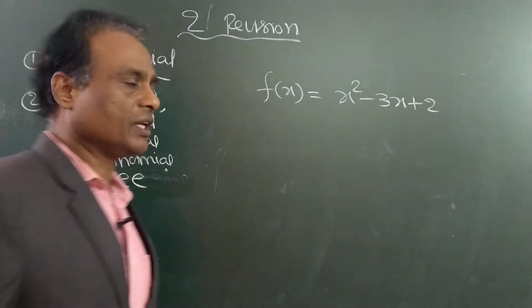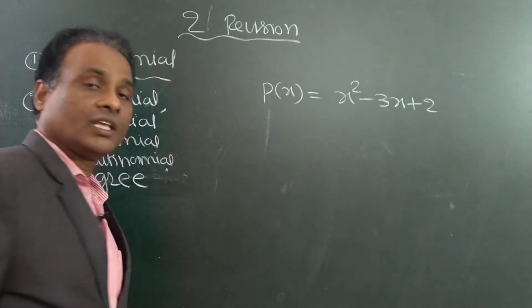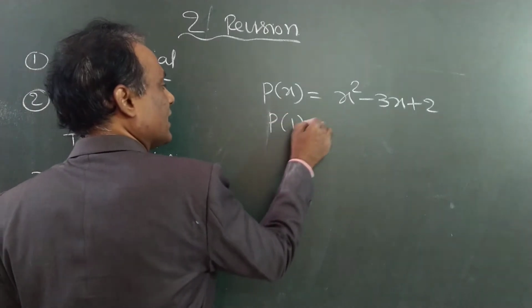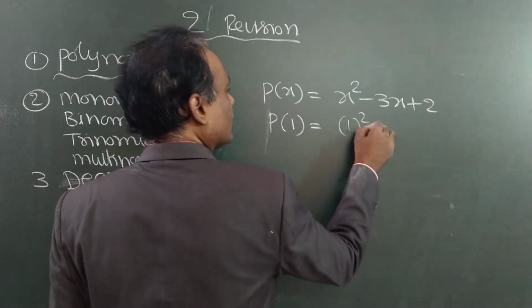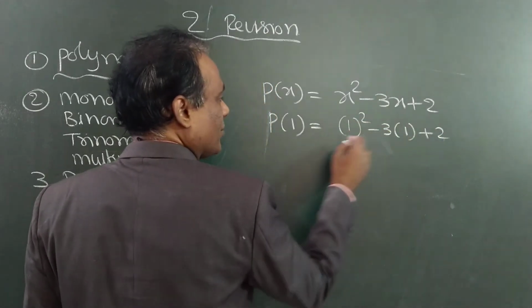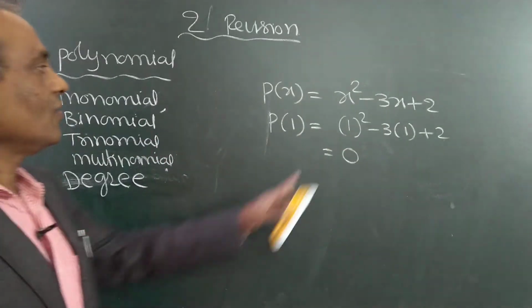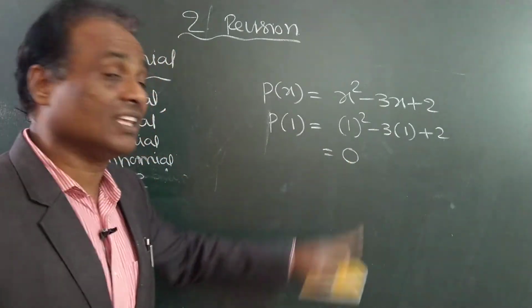This is a polynomial. Say I represented this polynomial by p. Suppose I take x is equal to 1. If I take x is equal to 1, 1 square minus 3 into 1 plus 2: 1 plus 2 is 3, 3 minus 3 is 0. So P of 1 is 0.